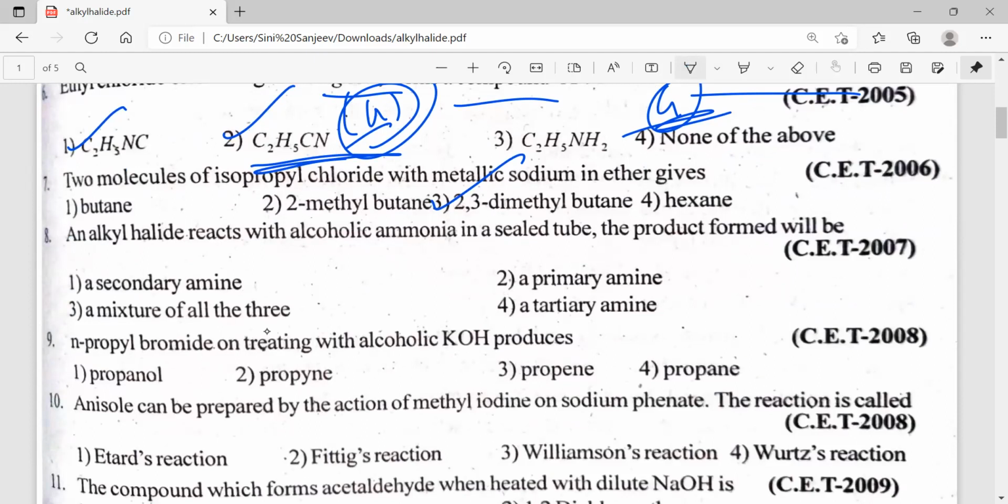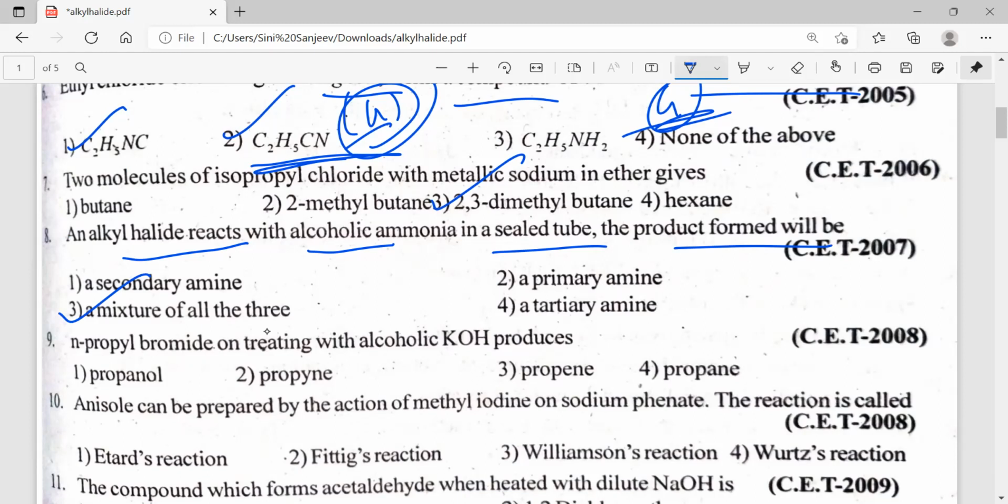Now let me come to the next one, the eighth one. An alkyl halide reacts with alcoholic ammonia in a sealed tube, and the product formed will be what? Secondary amine, primary amine, a mixture of all the three, tertiary amine. This is again a direct question. So it's a mixture of all the three amines. We'll get everything. So the eighth one is the third option. Again, it's a direct thing.